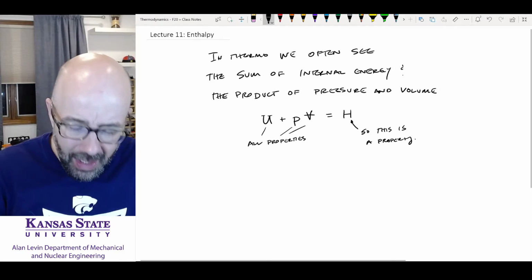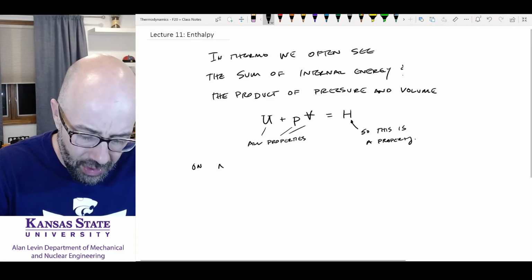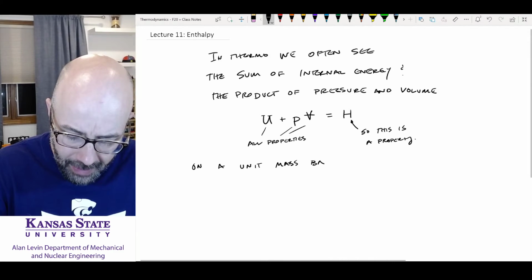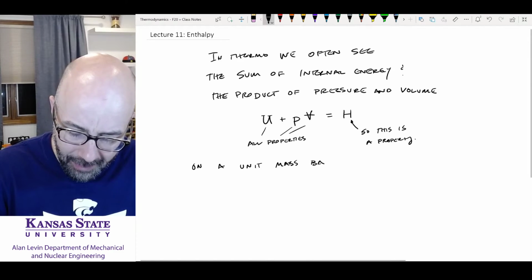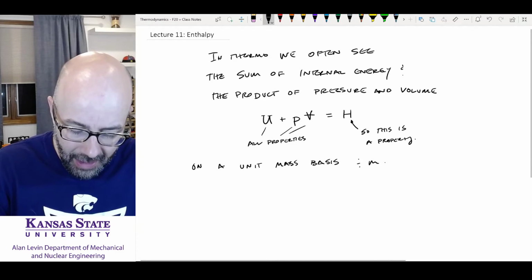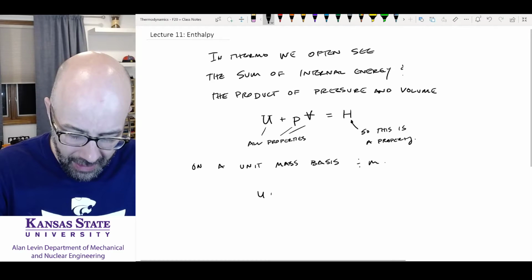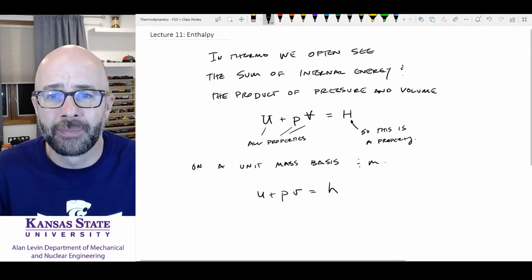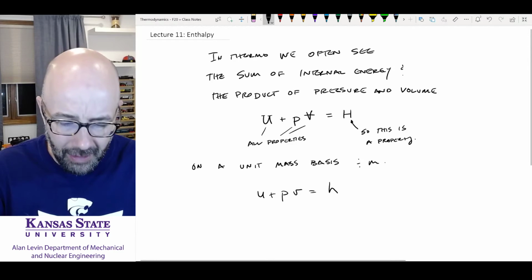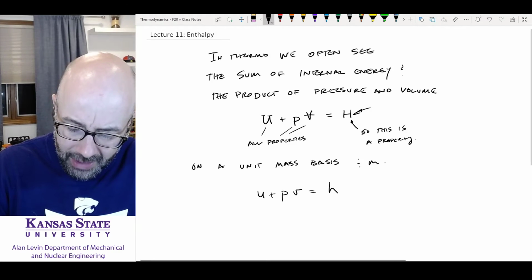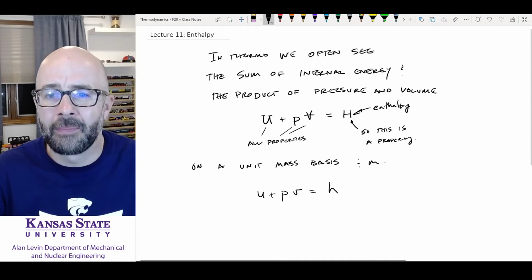Okay, but now we can put this on a unit mass basis, which basically means that we're going to divide by mass, and so we're going to get the specific internal energy plus pressure times the specific volume is equal to the specific enthalpy. Very easy here. Maybe I should make sure that you can see in your notes. This H is enthalpy. Okay, that's what it is.